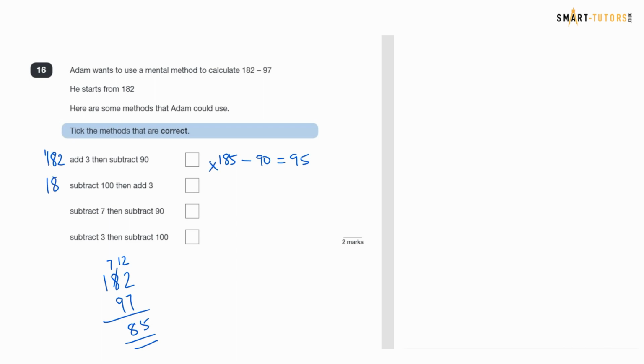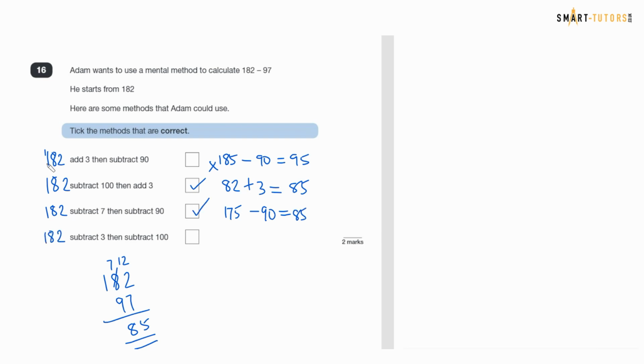So then you need to do 182 minus 100, which equals 82. Then add 3, 85, and that's the same answer we got earlier, so that's got to be correct. You need to do 182 minus 7, which equals 175. Then you need to minus 90, which equals 85. So that's also correct. So tick that box there.